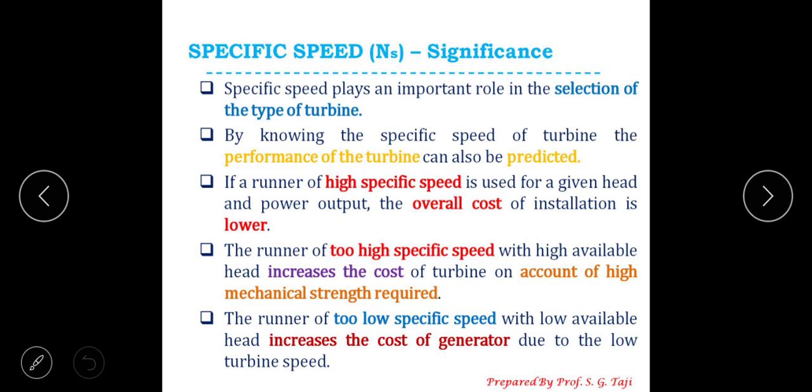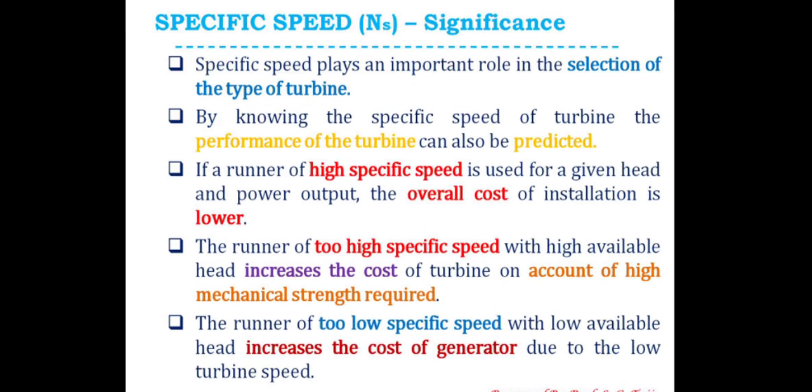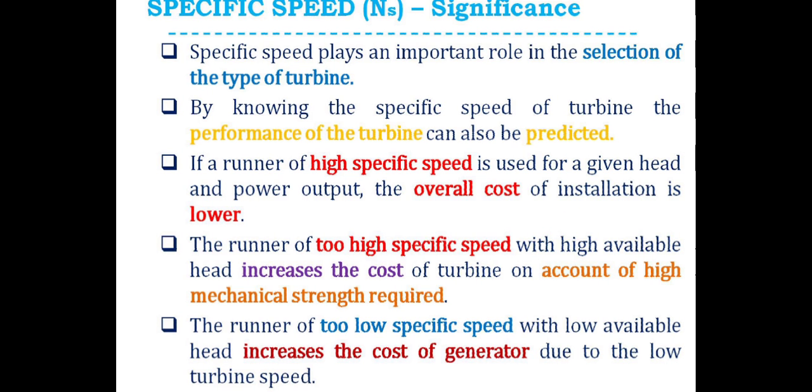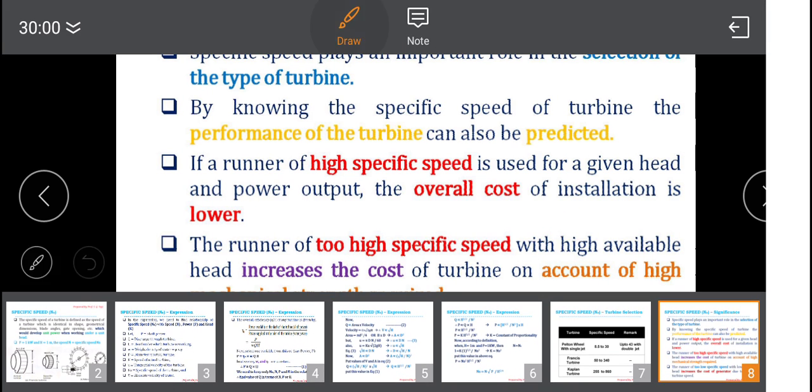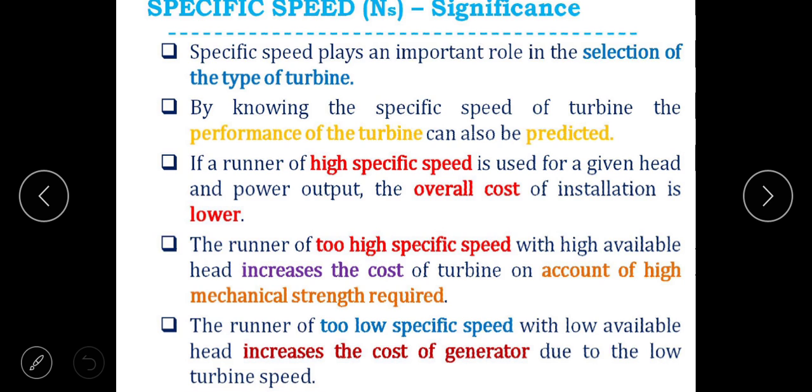Now, the significance of specific speed we will see. What is the significance or importance of this? Why are we required to determine specific speed? One is, based on specific speed, we can classify the turbine. That is the basic significance of specific speed. What are the further uses? Specific speed plays an important role in the selection of the type of turbine, that I have said without reading the sentence.